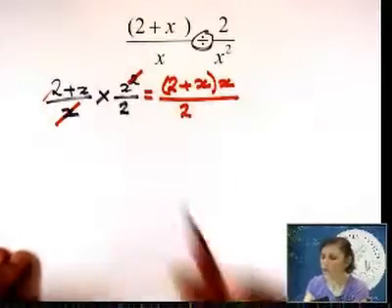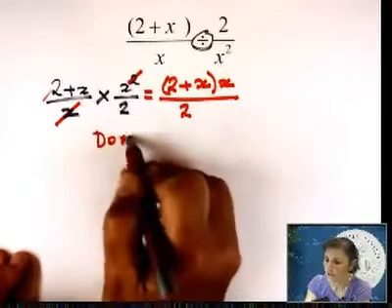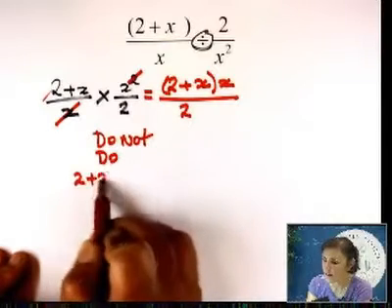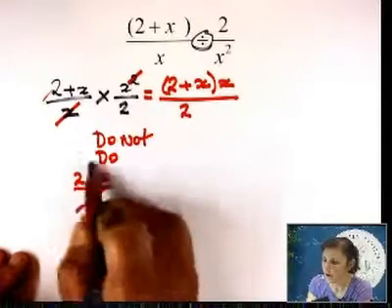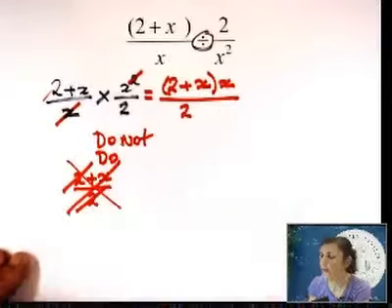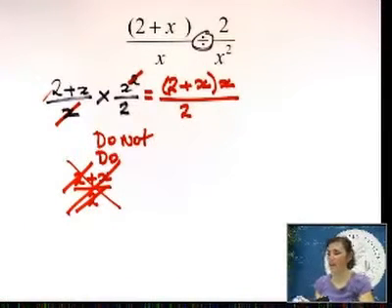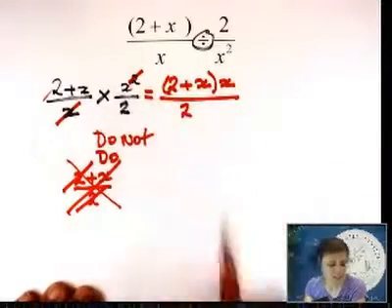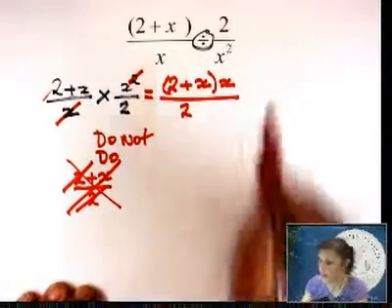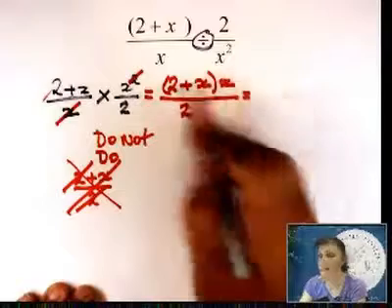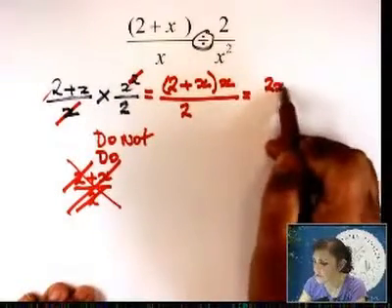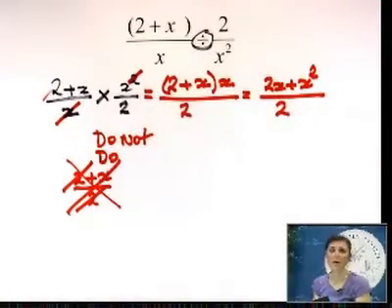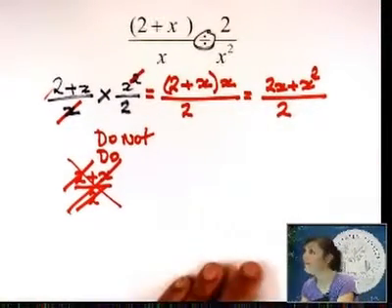These two do not do this. No. All right? That is an area where I see so many mistakes. So do not cross them out. Just leave them alone, and you're done. The most you can do is just pretty much FOIL it out. You'll have 2x plus x squared over 2, but this is as far as you can go. You cannot go any more.